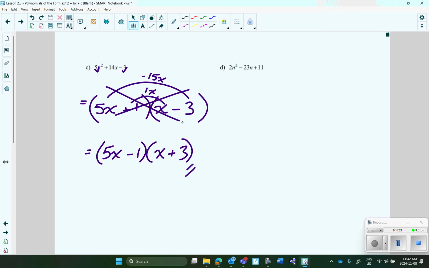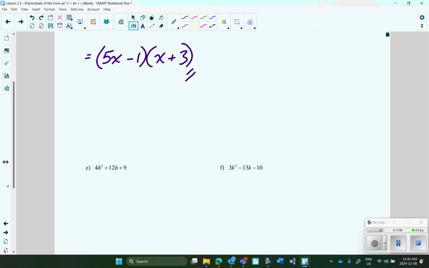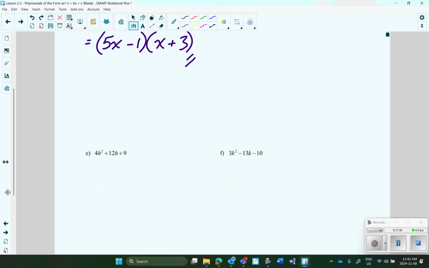See what you can do with all the remaining ones. I gave you quite a few of these, because with this, you get better the more you practice it.